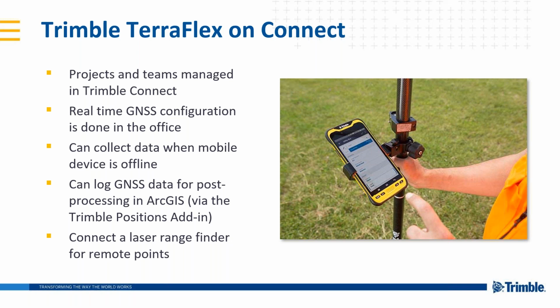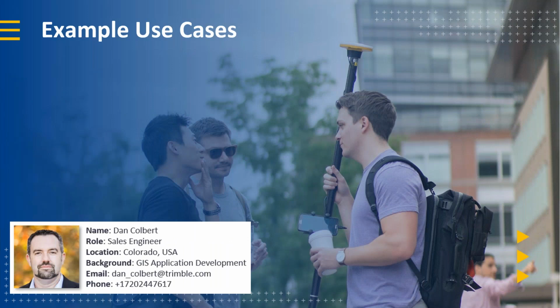And then the final comment there is that in addition to collecting the GNSS location, if you can't visit a point of interest or a feature that you want to collect information about, perhaps it's over the other side of a fence, or there's a safety issue, so you can't get to that feature, then you have the opportunity to connect a laser rangefinder so that you can measure the location of those remote points as well. So that was just a reasonably short overview of the TerraFlex system and how it works together with our Trimble Connect or Connect Maps platform. And now I'm going to turn it over to Dan, and he can take us through some customer examples.